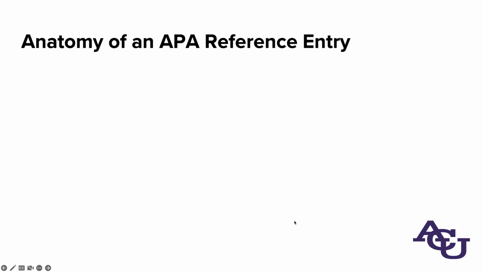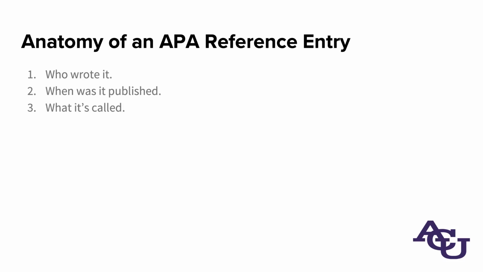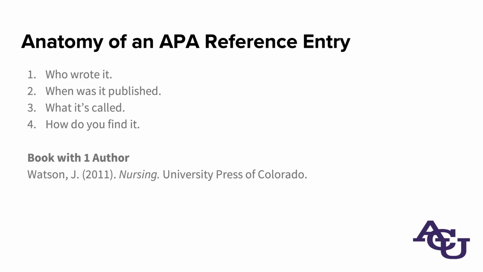All right, so now, well, what does it look like? Well, for a reference entry, we're going to start with who wrote it, then when was it published, what is it called, and how do you find it? So for a book with just one author, that's going to be, Watson J. J being the initial for their first name. When was it published? 2011. What's it called? Nursing. How do you find it? Oh, you order it from the University Press of Colorado.